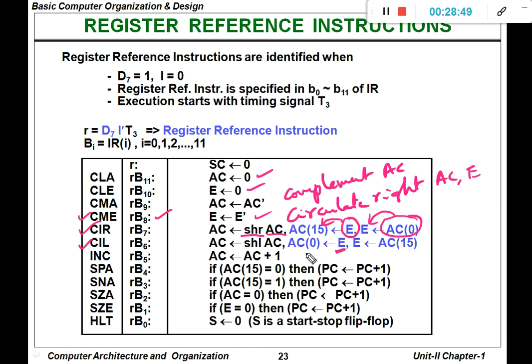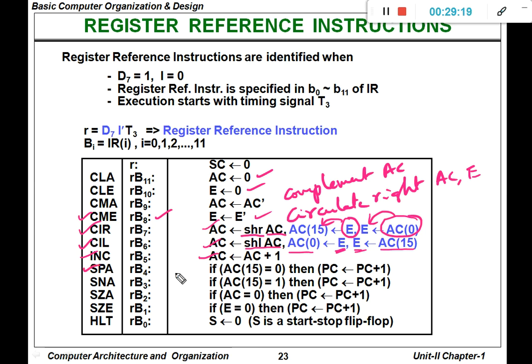So move the expansion bit value to accumulator 0 and perform the shift left operation with the accumulator register, and move the accumulator 15th bit to the expansion bit. The reverse of this particular operation. Okay. So the next operation is increment. The increment operation is to increment the value of the accumulator. Whatever value is available in the accumulator, increment that particular value.